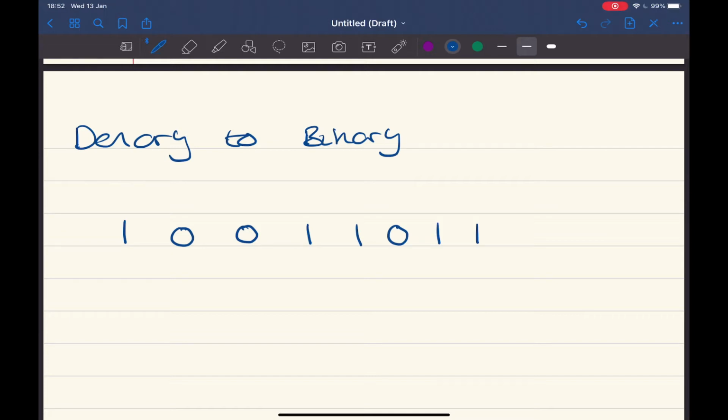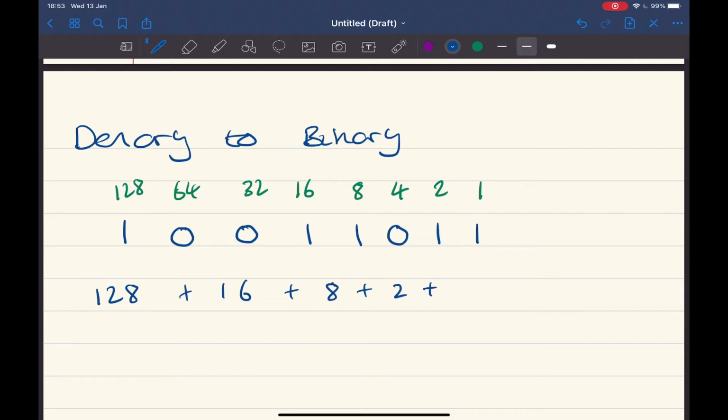So here we have our binary number, and don't forget one of the things we need to do is to put on top our values, so we double each time, and then what we do is we begin to add these numbers up. So anything with a 1 underneath it, we add up. So it's 128 plus 16 plus 8 plus 2 plus 1.